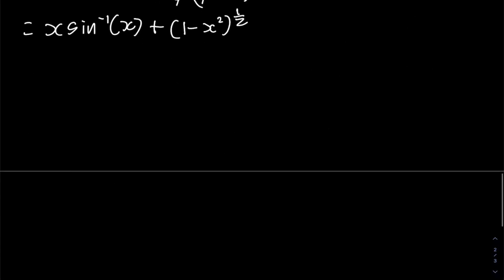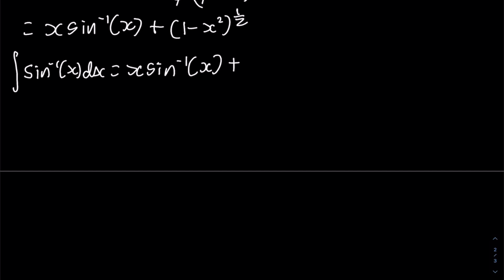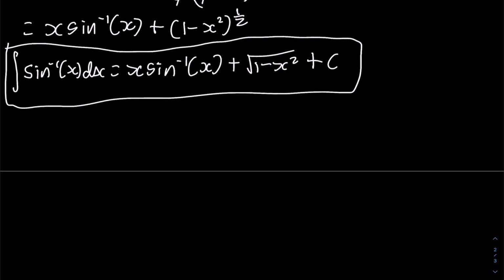So we can write down finally the integral of the inverse sine of x with respect to x is just equal to x multiplied by the inverse sine of x plus the square root of 1 minus x squared plus c. So this is our final answer to this problem.